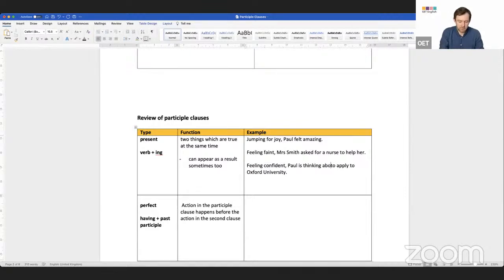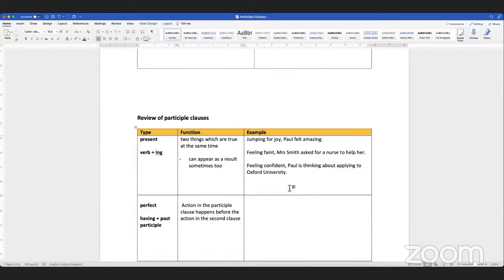about applying to Oxford University. Okay, now we've got these two things happening at the same time, now. That's the idea of a present participle clause. Paul, yes. Yeah, but somehow it shows it's not cause and effect, but it shows the relationship.